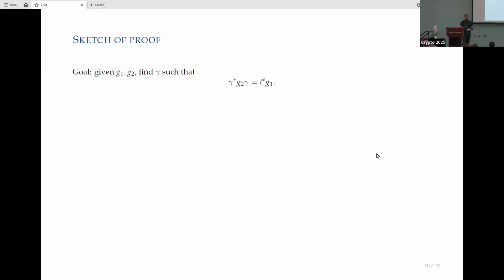So you are given a G1 and a G2, and you need to find some gamma such that gamma conjugate transpose times G2 times gamma equals G1 up to some factor L to the E. This E can be anything, and L is typically 2.